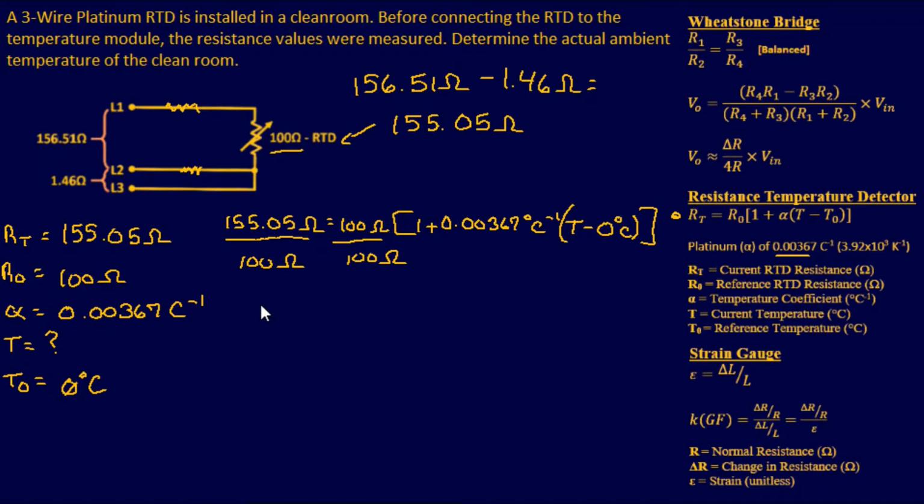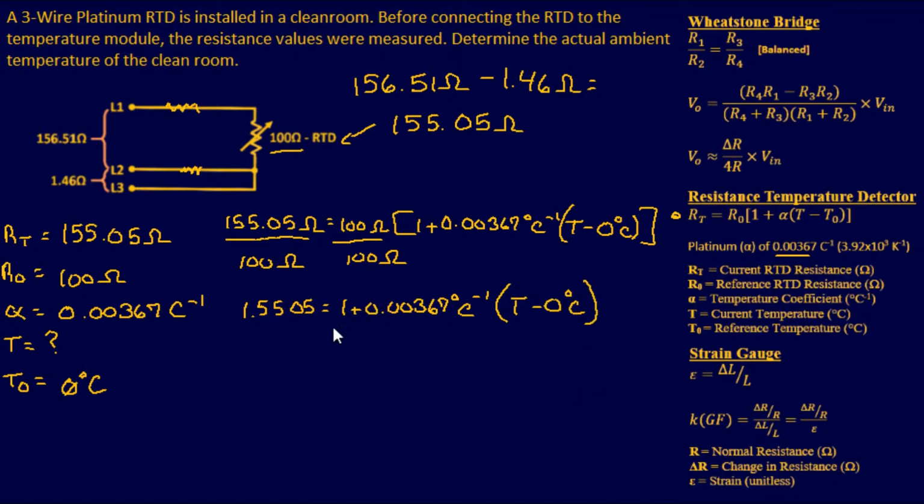Always go for the low-hanging fruit first. And that's going to give me 1.5505. That's going to equal 1 plus, and again, our alpha, 0.00367 degrees Celsius inverted, times temperature minus 0 degrees Celsius.